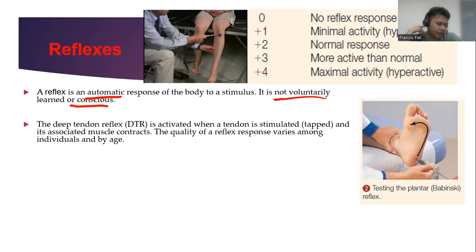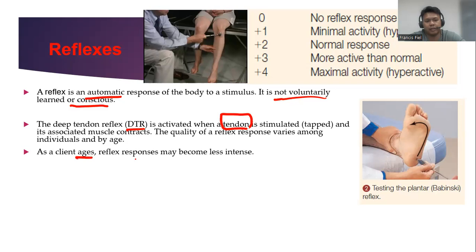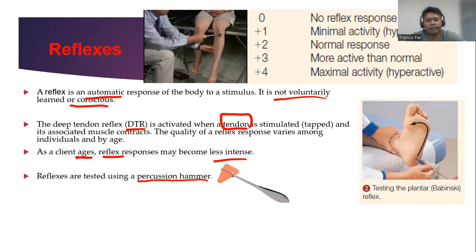We have a very common reflex called the deep tendon reflex, or DTR, which is stimulated when the tendon is tapped. As the patient ages, the reflex becomes less intense. Reflexes are tested using a percussion hammer. What is a percussion hammer? This is a percussion hammer. The response is described on a scale of 0 to 4.